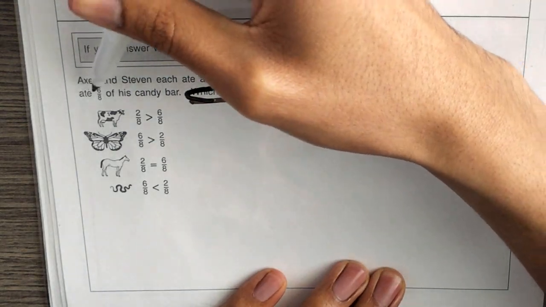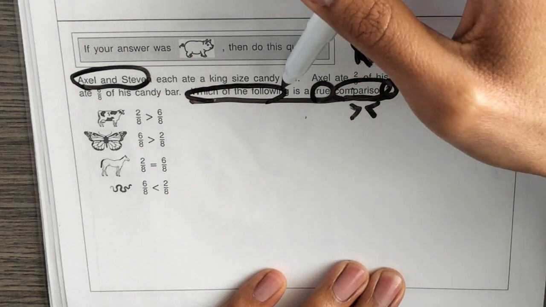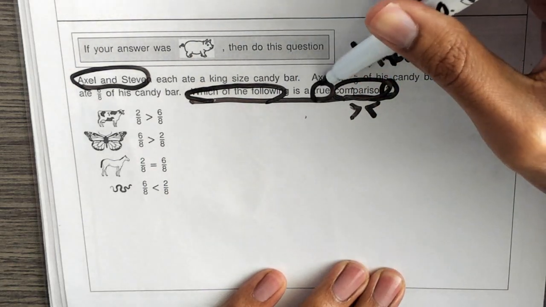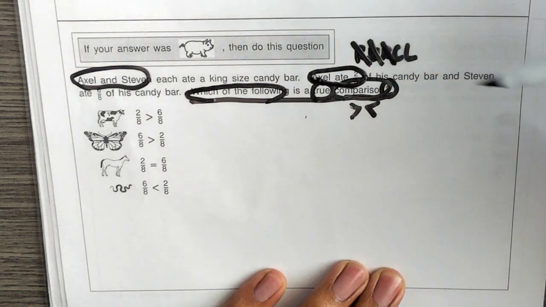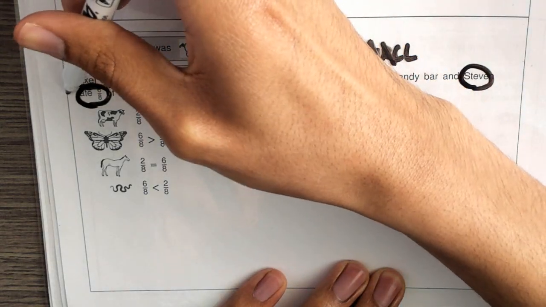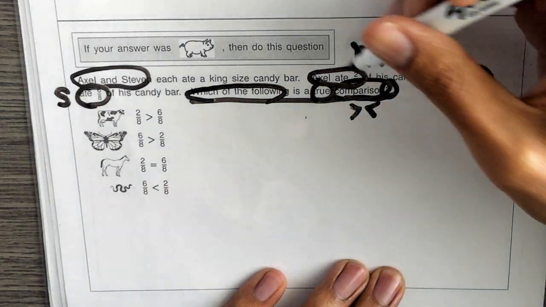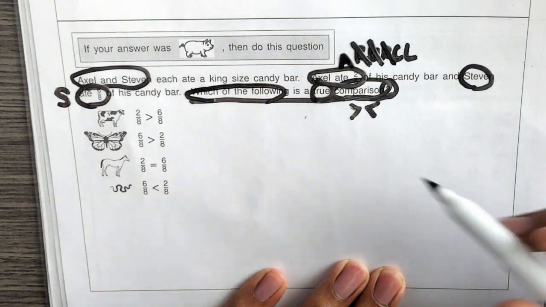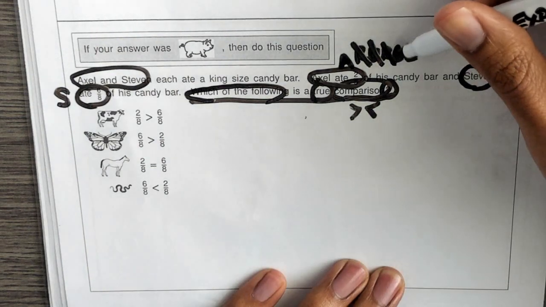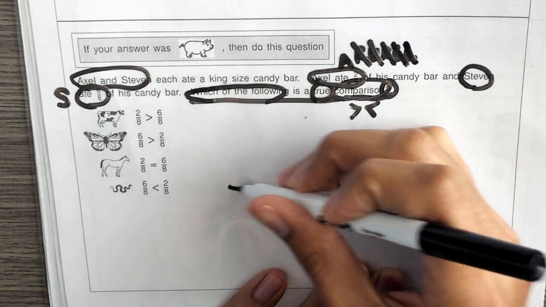I know that this is about Axel and Stephen and that they each ate some candy bars. I know that Axel ate 2/8 of his candy bar and Stephen ate 6/8, and I'm going to label that with an S so I don't forget that that fraction goes with Stephen. And then I'll label this one with an A for Axel. Okay, now that we're done circling and labeling, we can start with our 3-step.